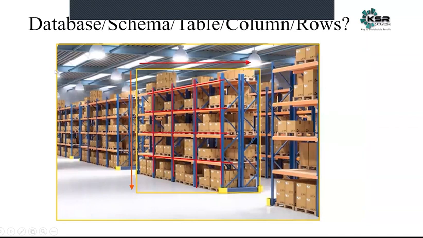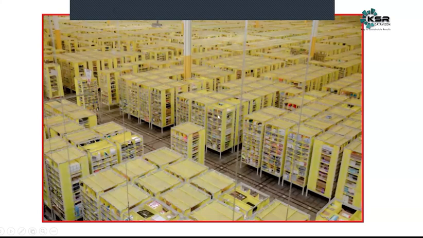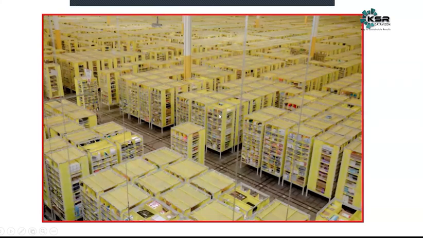Let's take this example and understand what a database, schema, table, and column are. Whatever warehouse you are seeing, the whole warehouse is a big place where you are placing your products. Now you can consider this warehouse equivalent to a database. Okay. So a database is nothing but a place where you have a collection of all the information, all the data.